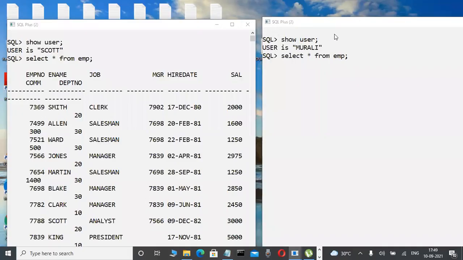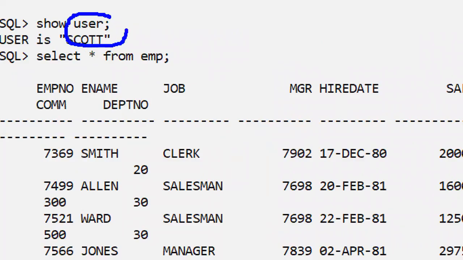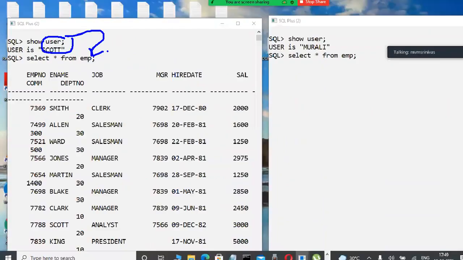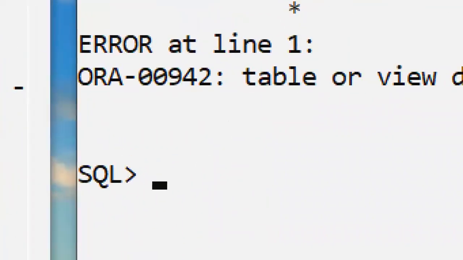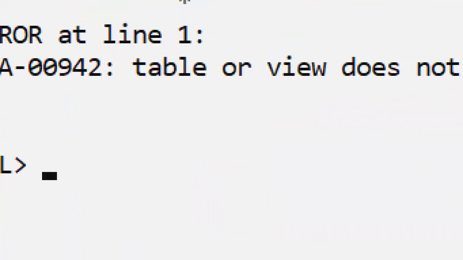Very good. One fellow is telling. Very good, Niranjan. Now you are correct. It is not working. Why? Because only this Scott user has this EMP table. In the Murli user, the table is not there. That's why he is unable to access it. Table or view does not exist. Very good. You are guessing the correct answer.